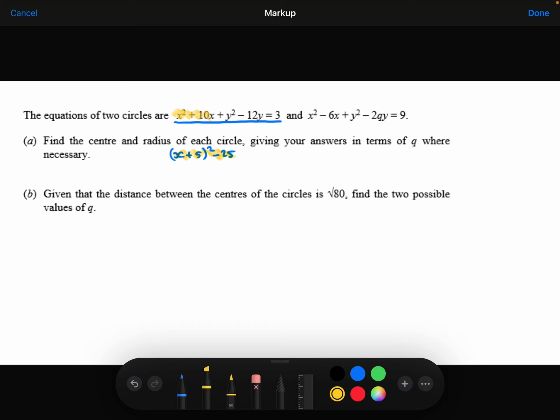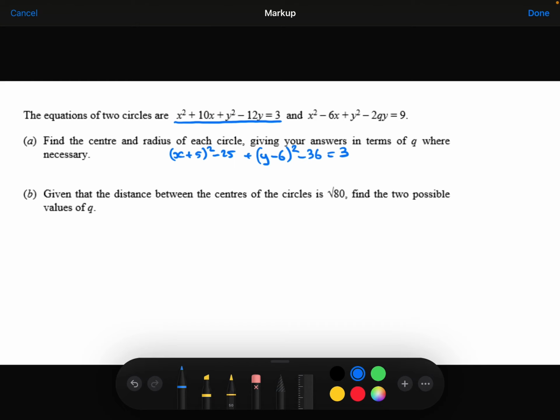Let's now do the same thing with the y. So we're going to have y minus half the 12, which is 6, take away the 6 squared. So this is the same thing as this, and that's going to equal 3.